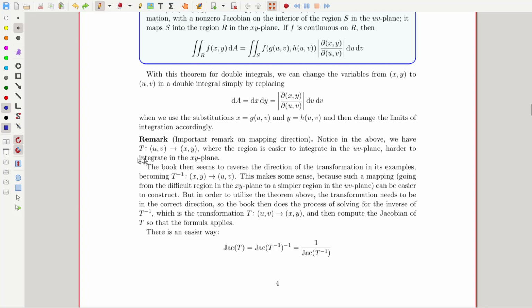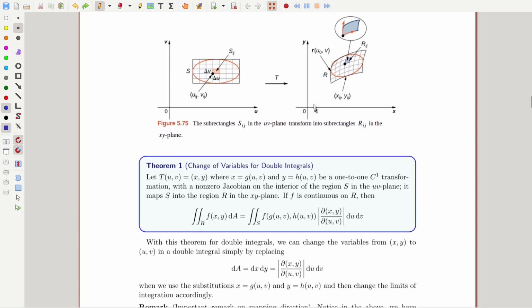The book tries to gloss over this, and it makes the book's examples a bit confusing to follow. So first, let's really understand that the transformation T is supposed to go from this easy region in the UV plane and map it over to this complicated region in the XY plane. And the whole point of this is that we start with an integral in the XY plane, but we want our integral to be easy to compute over the UV plane. Okay. So it's like we start over here and we end up wanting to kind of convert our way back here.